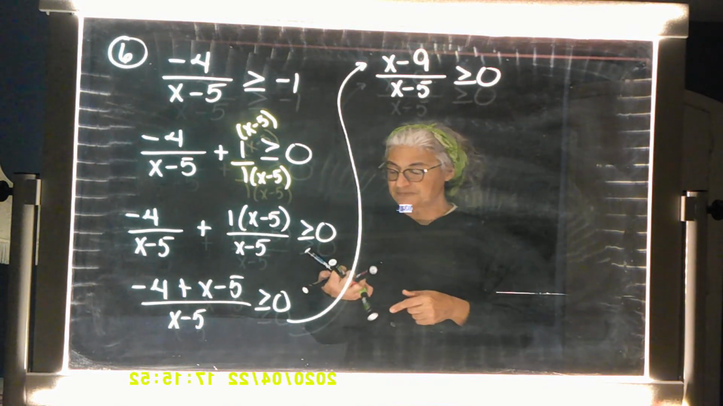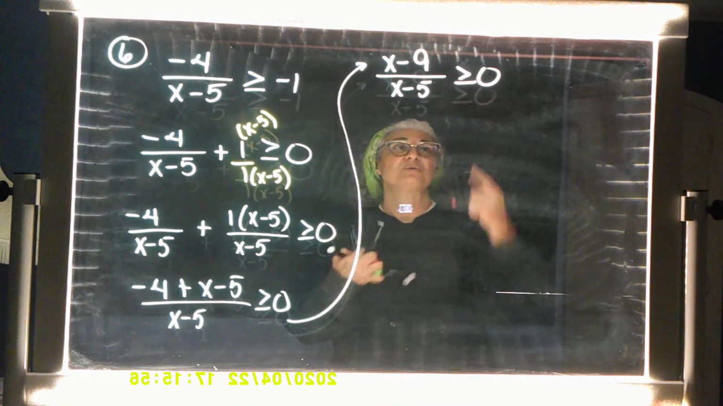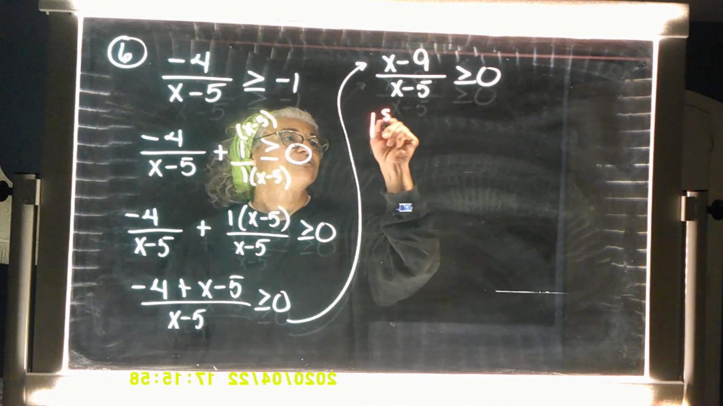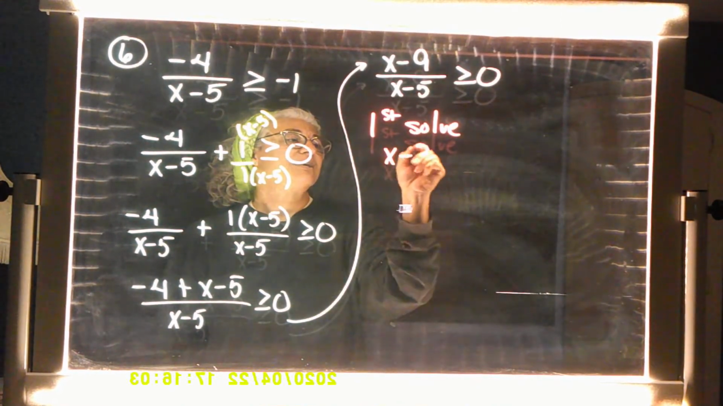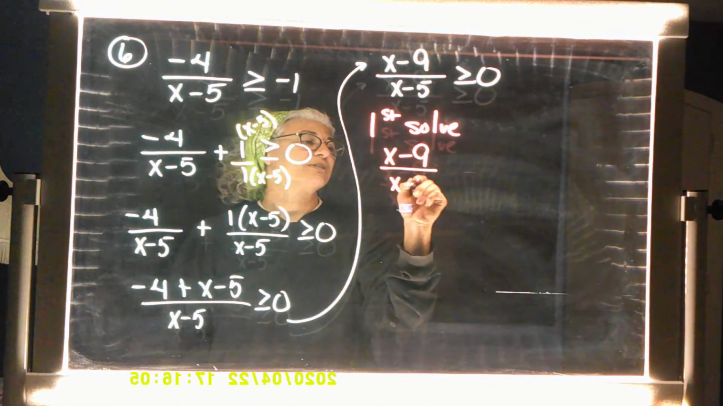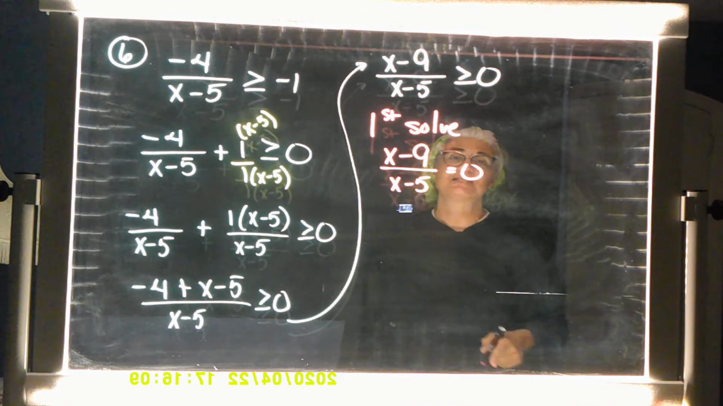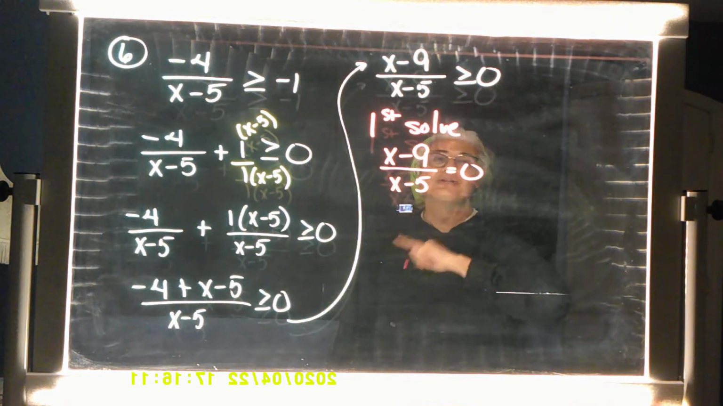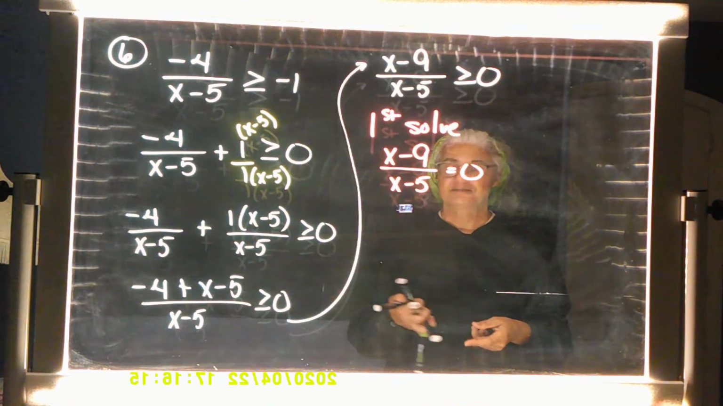So here's the deal. First things first. You can't solve it with the inequality. You first solve like it has an equal to sign. And remember, never get rid of that denominator when it's an inequality. Never get rid of the denominator when it's an inequality.